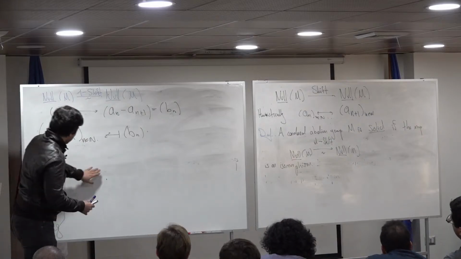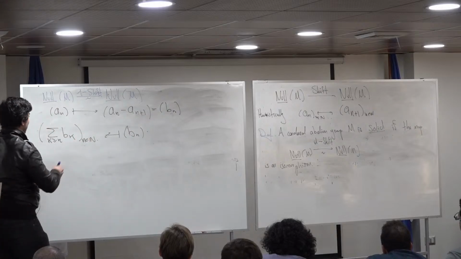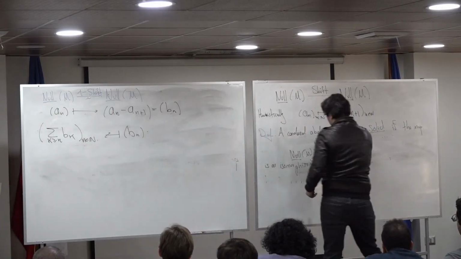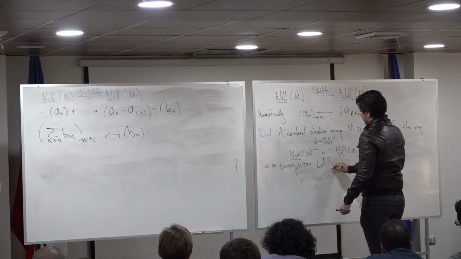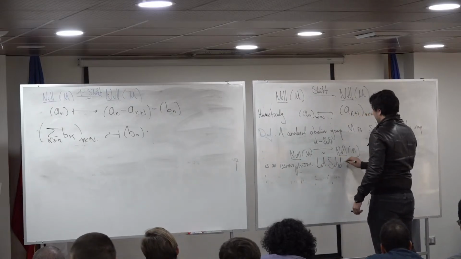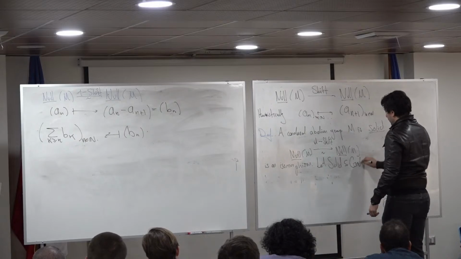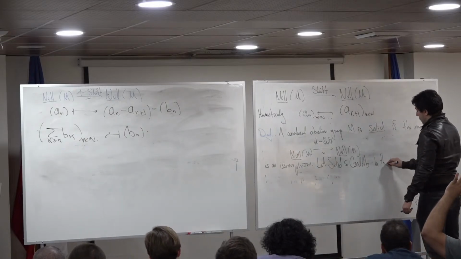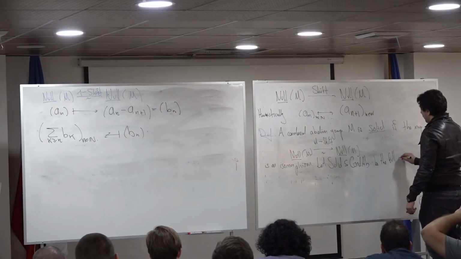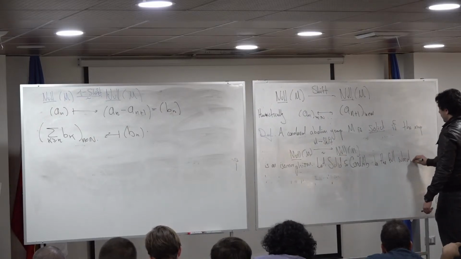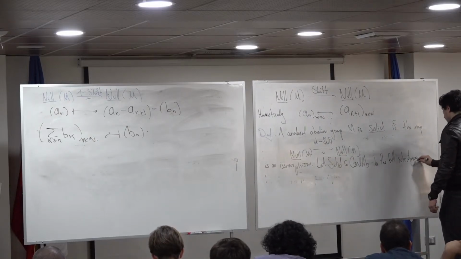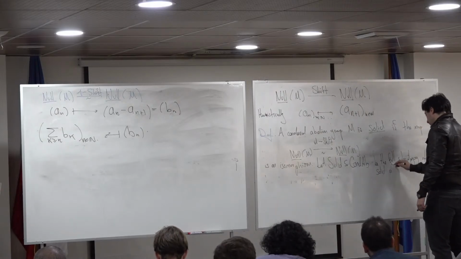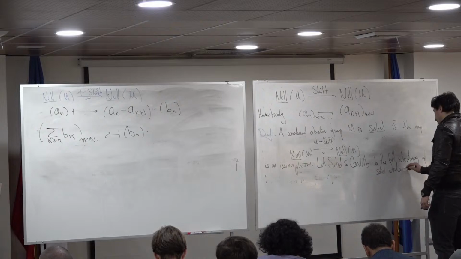So that's a definition. Let me say more about the actual category of solid abelian groups. Let solid be the full subcategory of solid abelian groups.